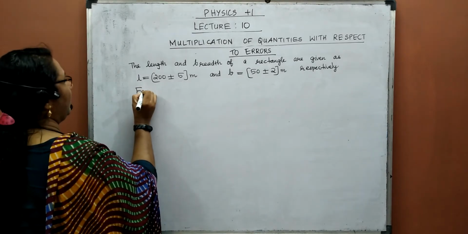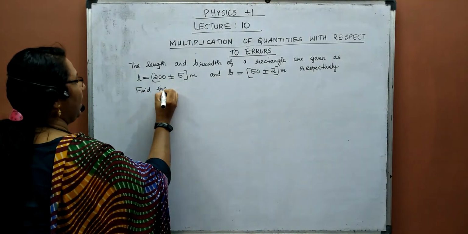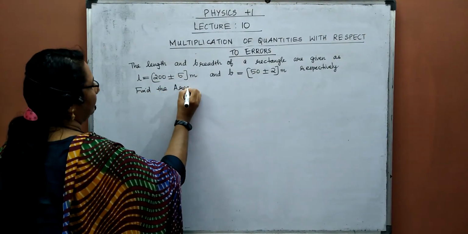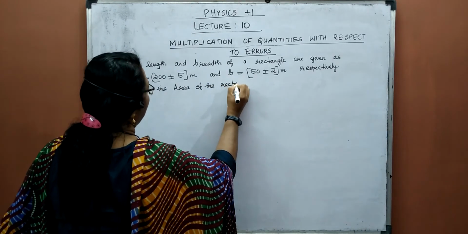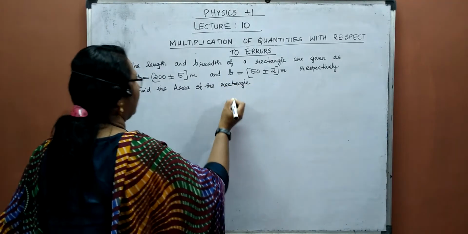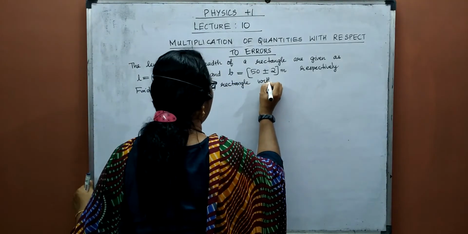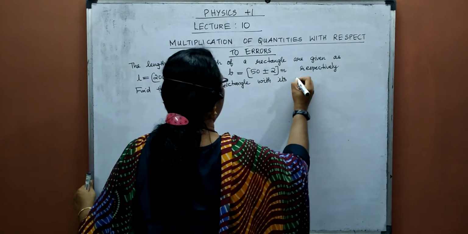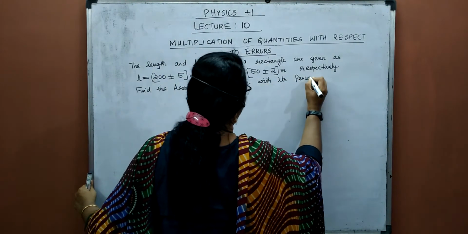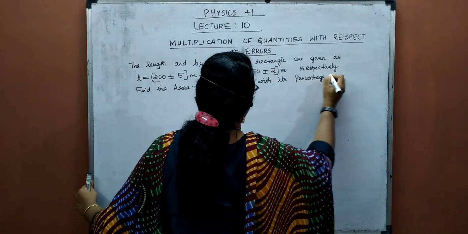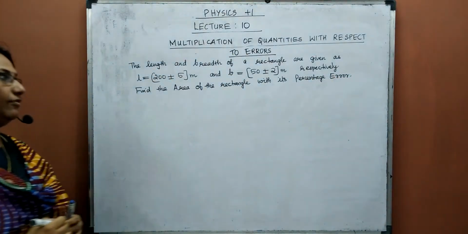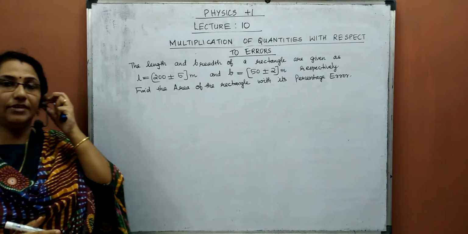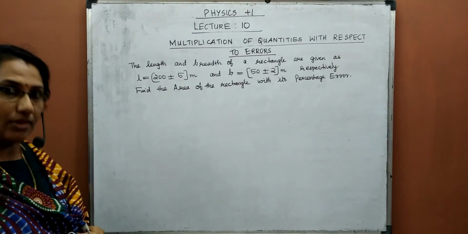Question is, find the area of the rectangle with its percentage error. This is the question. Find the area of the rectangle with its percentage error. Okay.